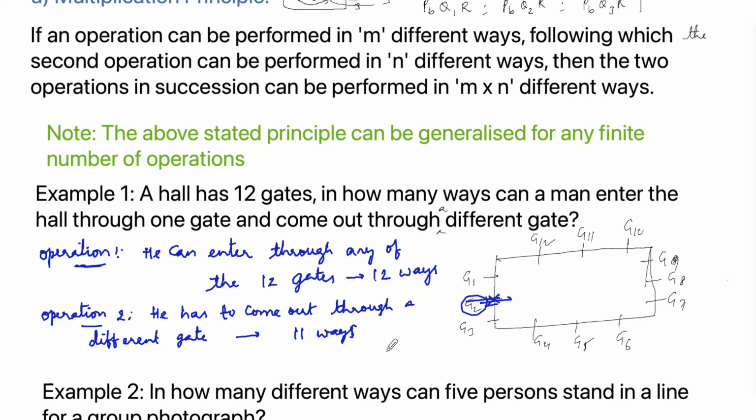By the fundamental principle of counting, first he has to enter and then he has to exit, so both are dependent. So we can say by the multiplication principle, the fundamental principle of counting, the total number of ways is 12 into 11, that is 132 ways. In 132 ways, he can enter and exit through a different gate. Okay, right. Now let's see another example.